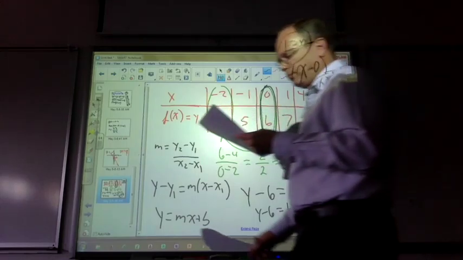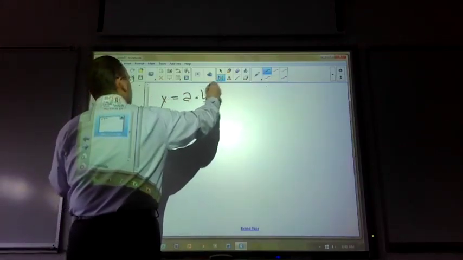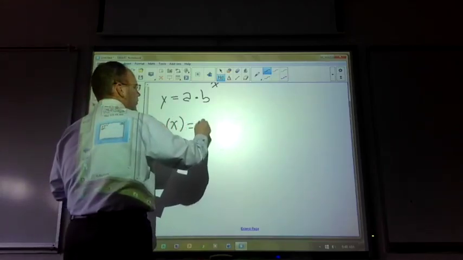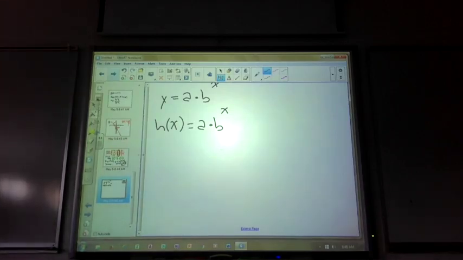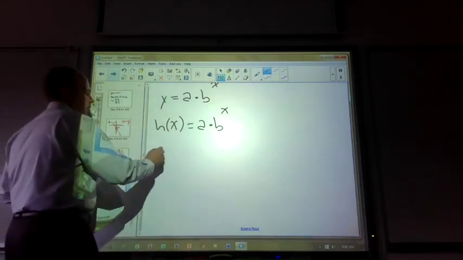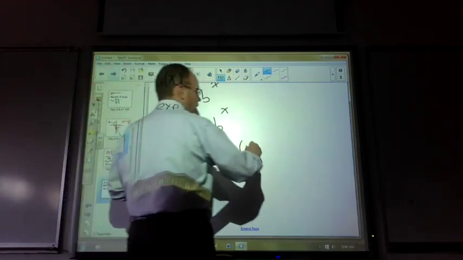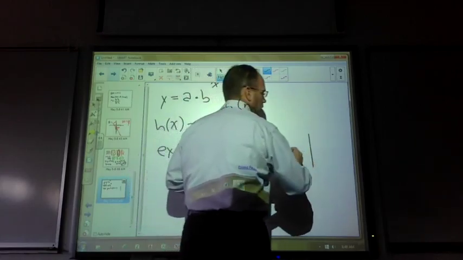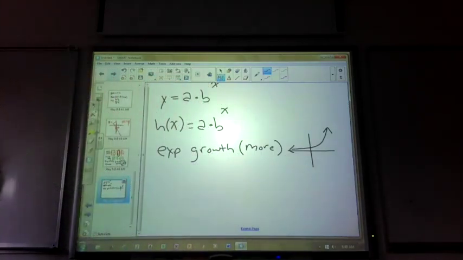Exponential model. Which letter has the exponent tagged with it up there? B. B. A is not influenced by B. A is just the growth factor. Okay? So, some terms. Exponential growth means you're getting more. The graph of exponential growth would look something like this.